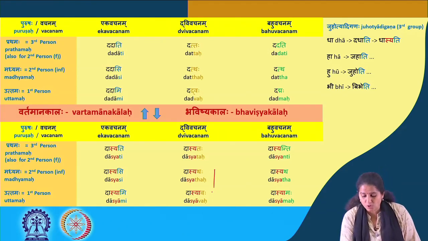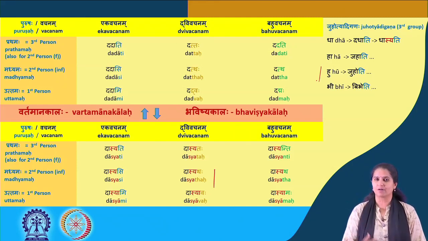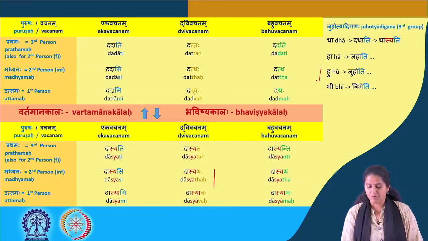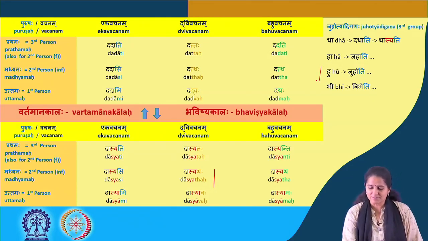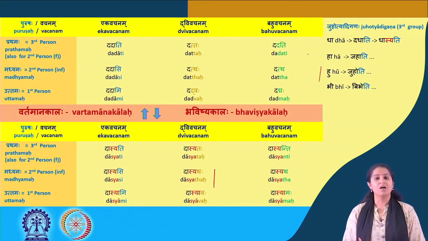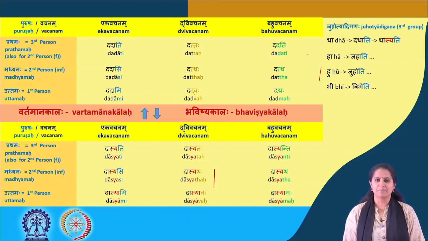So the name juhotyādi actually comes from the verb hu, which means to offer. So juhoti means an offering, but that form gets a little more complex as it is conjugated. So what I have done is I have just chosen another verb dha, which is very similar to da, and therefore it is easy for you to memorize that.